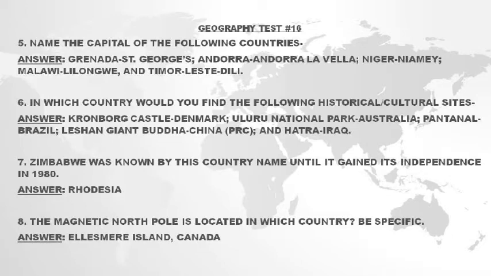Question 8. The magnetic North Pole is located in which country? The answer is Ellesmere Island, which is in Canada. It's in the northern part of the country, in the Nunavut territory, just off the coast of Greenland. And what's interesting, and something I didn't know, is that the magnetic North Pole does in fact shift over time. Currently it's located in Canada, but it is slowly moving towards the Russian Federation in the region of Siberia.